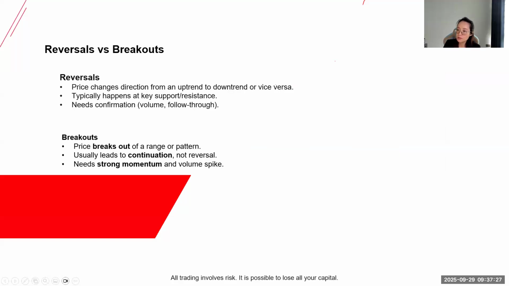Here, we talk about the reversal versus breakout, and we already know that. Hello everyone, hi, Jamiru, right? Nice to see you here.